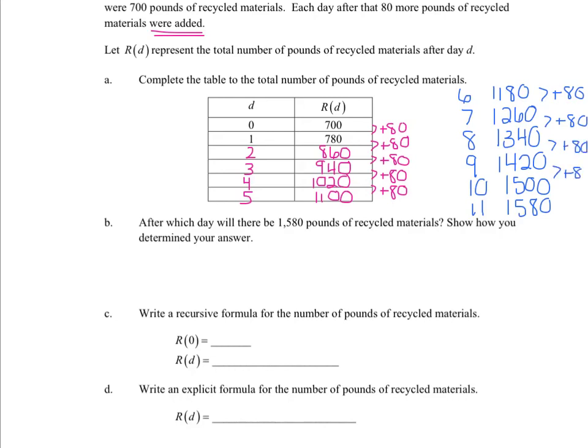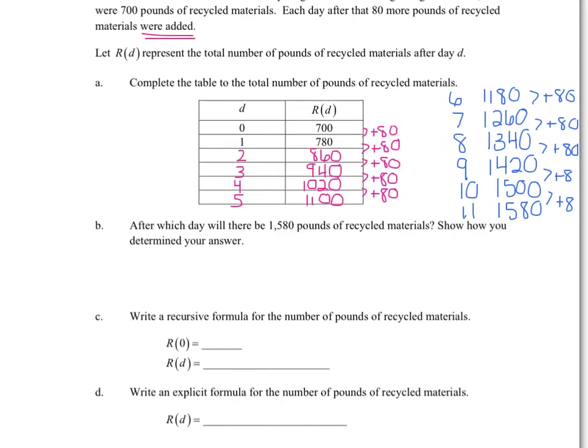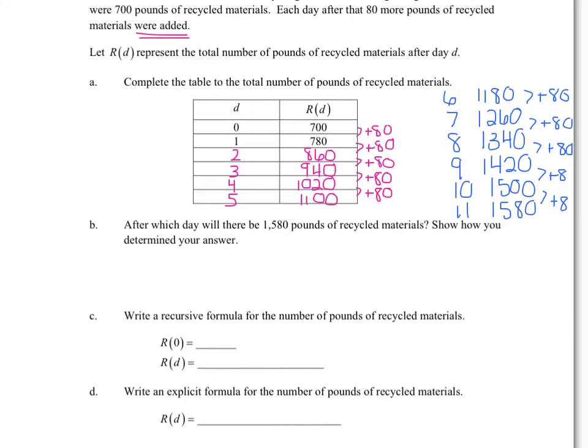My only concern with this is that what if the answer was 35 days? You'd be continuing that pattern on for a really long time. So it's also important to know how to use the explicit rule.